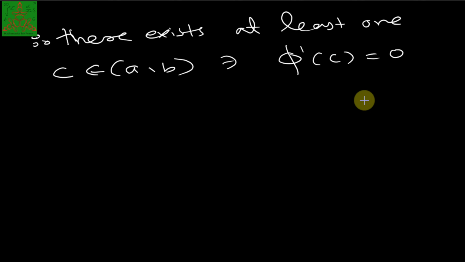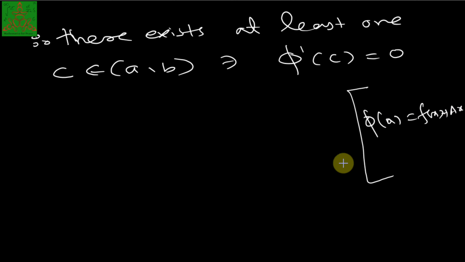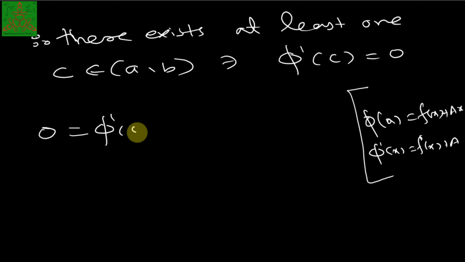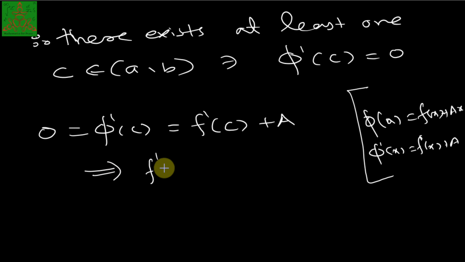But what will be the phi dash? Phi is the function we have. Phi of x is f of x plus ax. So phi dash of x will give you f dash of x plus a. Therefore 0 equal to phi dash of c equal to f dash of c plus a, and therefore this will give me f dash of c is equal to minus a.